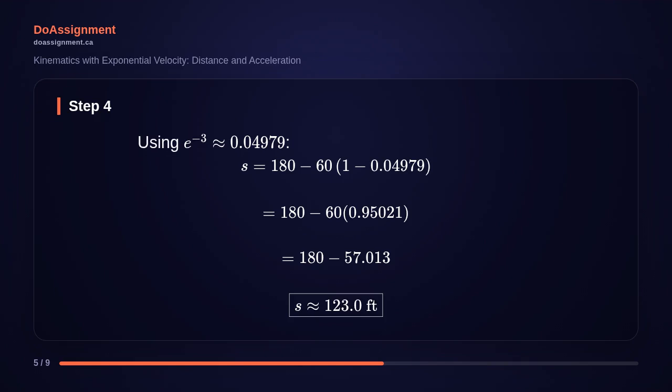Substituting e to the negative 3, which is approximately 0.04979, we compute 60 times 0.95021, which is about 57.01. Subtracting from 180 gives us approximately 123.0 feet of distance traveled in 3 seconds.